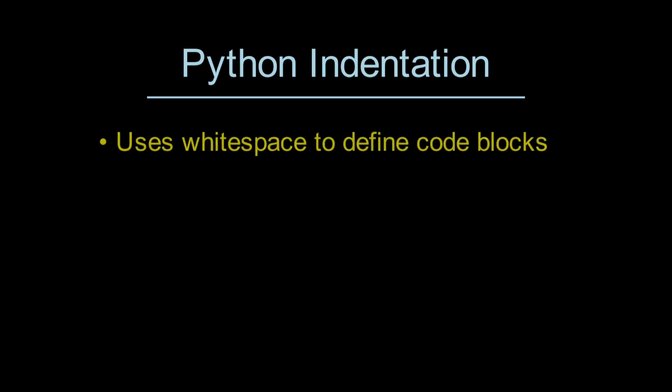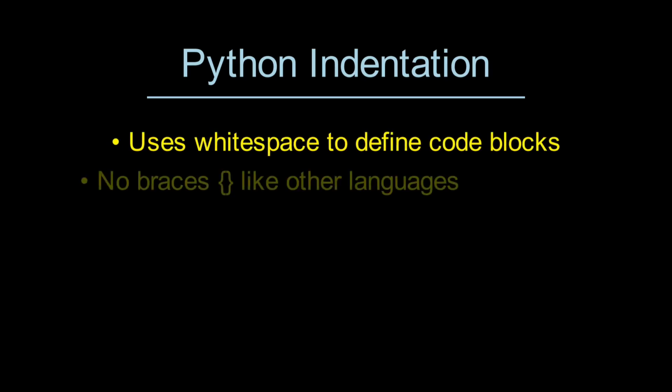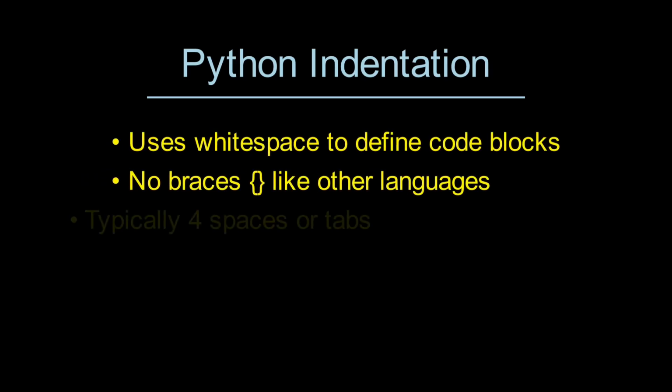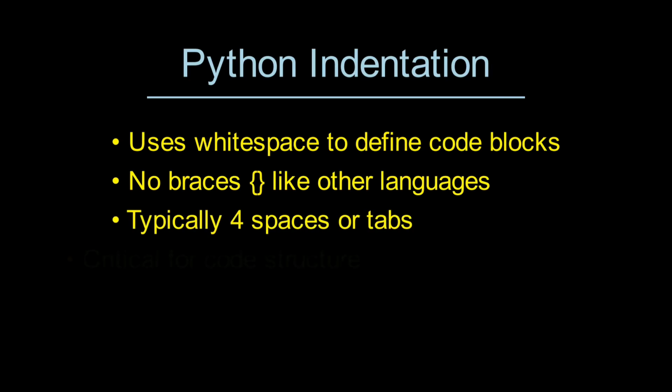Let's start with Python's most distinctive feature, indentation. Unlike other programming languages that use braces, Python uses white space to define code blocks. This isn't just about aesthetics. It's fundamental to how Python works.